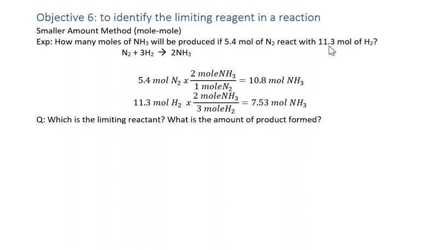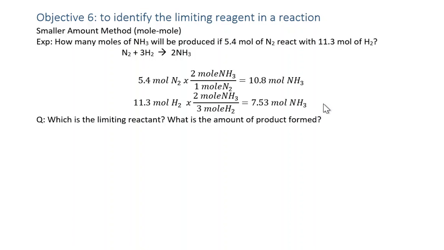Let's say instead that we started with 11.3 moles of hydrogen. Here we have 11.3 moles, and I want to know how many moles of ammonia would be produced if we had that much. And to do that, I know that for every 3 moles of hydrogen, and we get that from here, I produce 2 moles of ammonia. I get that from there. So if I take 11.3 times 2 divided by 3, I get 7.53 moles.